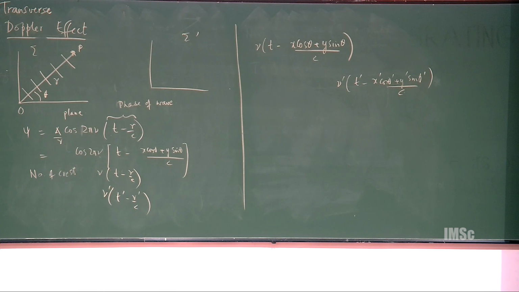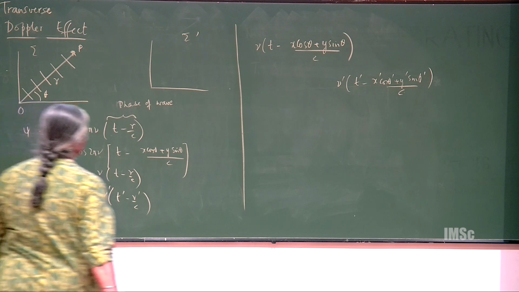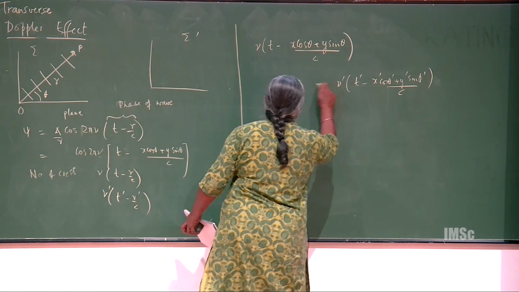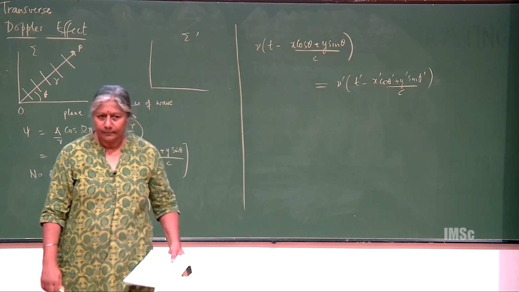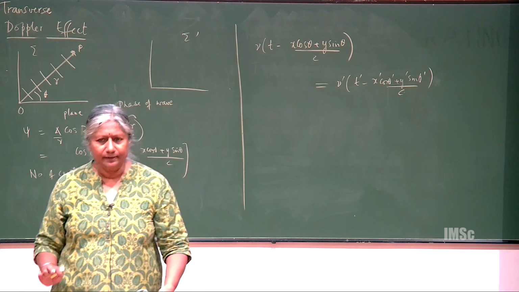Now you remember I had said that every crest is an event which is observed, it is coordinate independent. This observer takes an amount of time t minus r by c, this one takes an amount of time t prime minus r prime by c, but they have counted the same number of crests, the same number of events, and therefore these two quantities are equal to each other. Is this argument clear?